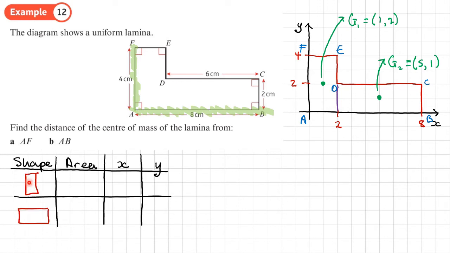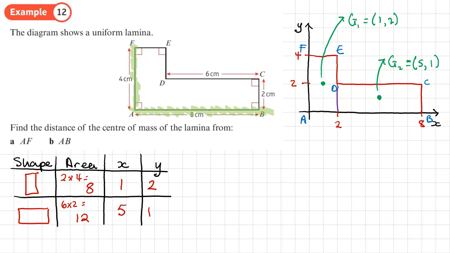I'm now going to take that information and put it into a table. Okay, so here are my 2 shapes. This first shape here is this rectangle here. I want its area, so that's just 2 times 4, so I have an area of 8. I'll do the same for this rectangle here. This is 6 times 2, so that's got an area of 12. Now I'm going to write down the x and the y coordinate of the center of mass for each one. For this shape here, it's 1 and 2, and for this shape here, it's 5 and 1.